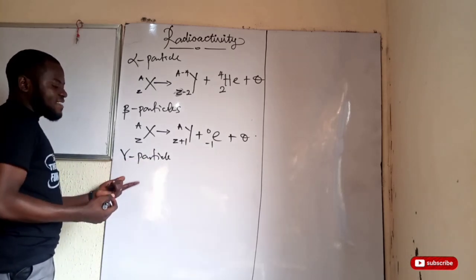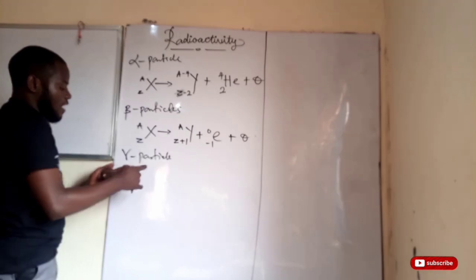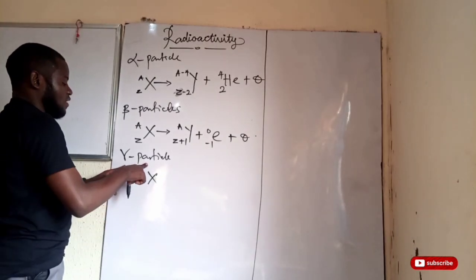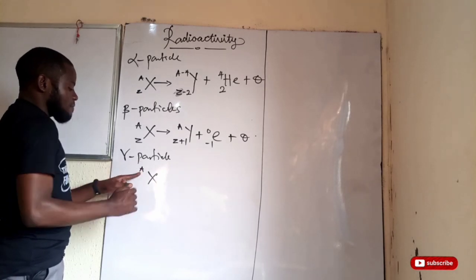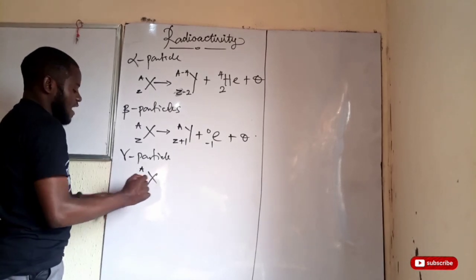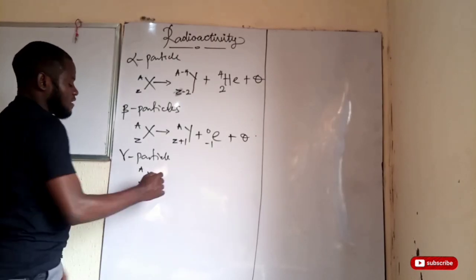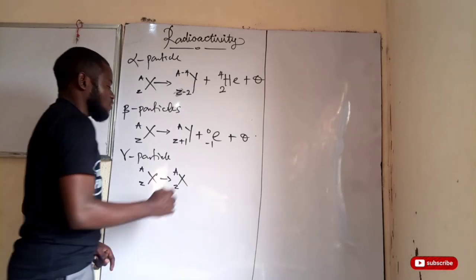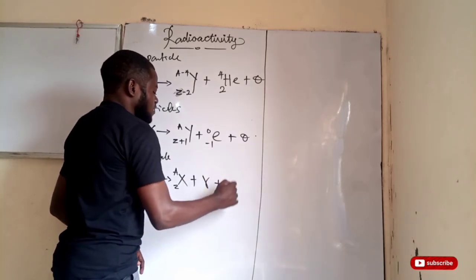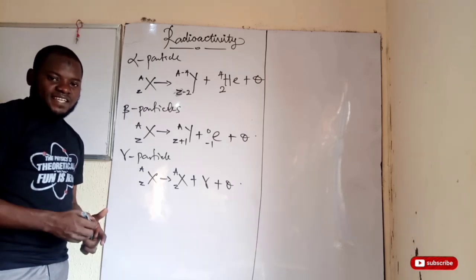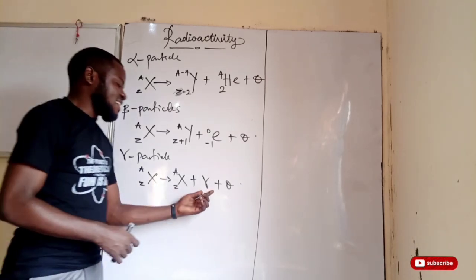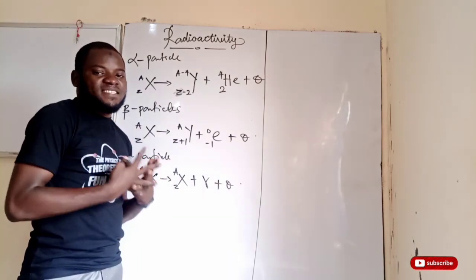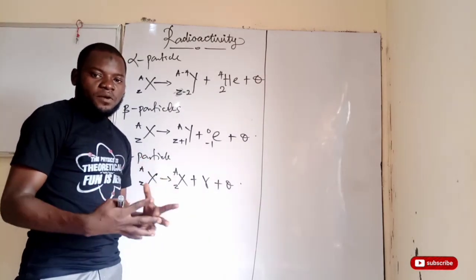So if an element X emits a gamma particle, the mass number is A and the atomic number is Z. This will not change anything from the mass number and the atomic number. So we have this plus energy. Is that taken now? Why? Because this is electromagnetic in nature. It requires no material medium. Do we understand that now?